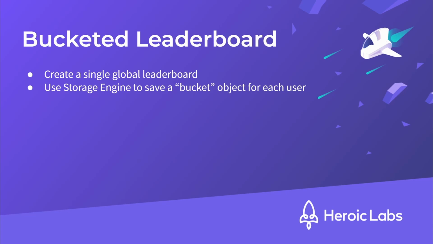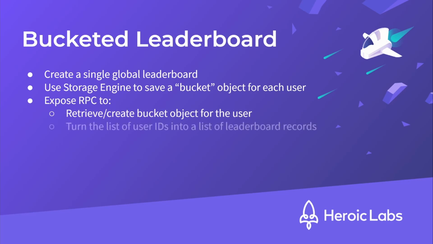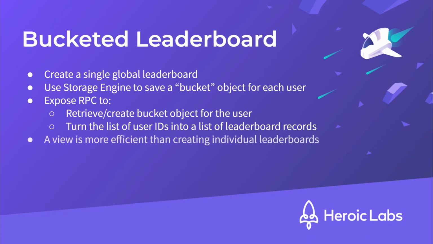This object will also store the expiry timestamp of the global leaderboard so that we can regenerate the bucket as and when required. Next, we'll use Nakama server runtime code to expose an RPC, which will either retrieve or create this bucketed leaderboard storage object, and then grab all of the leaderboard records from the global leaderboard for each user ID in the bucket, and then return that result to the user as a custom view on top of the existing global leaderboard.